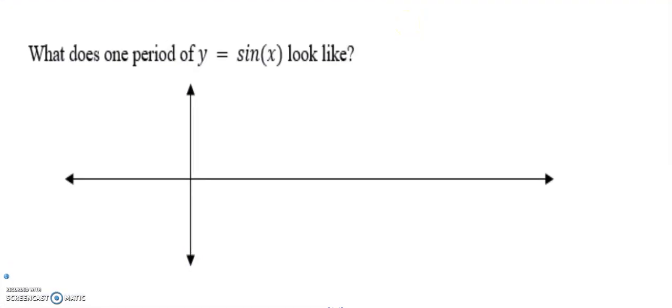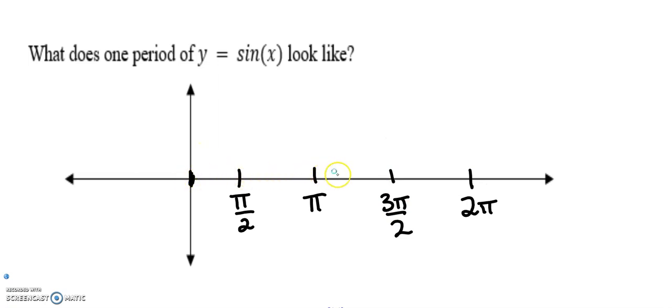All right, so one period of sine is going to have what we call 5 important points. We know that we're going until 2 pi, and I said we're going to have 5 important points, which means we're going to cut off every pi over 2. So pi over 2, pi, 3 pi over 2, and 2 pi, starting at 0. Notice that to get these 5 points, I've had to create 4 intervals, or 4 spaces.